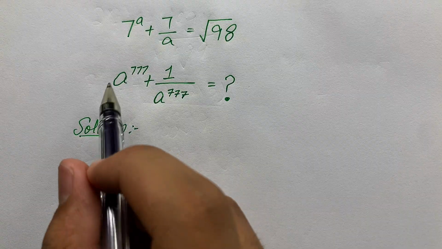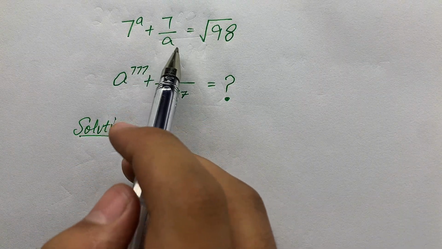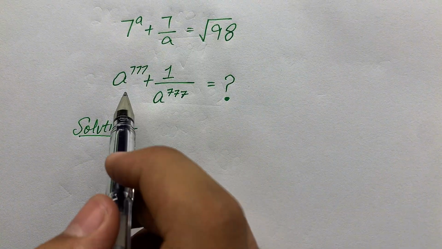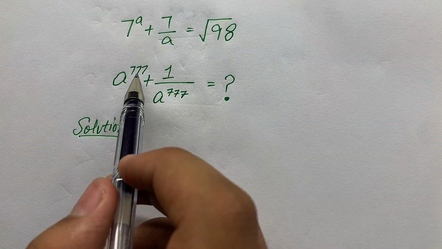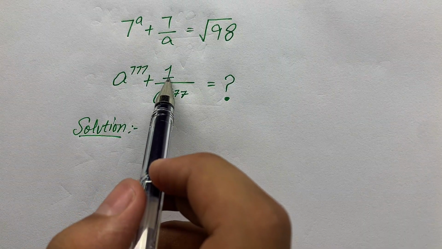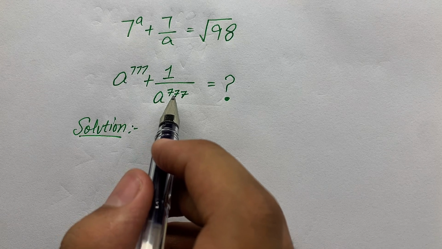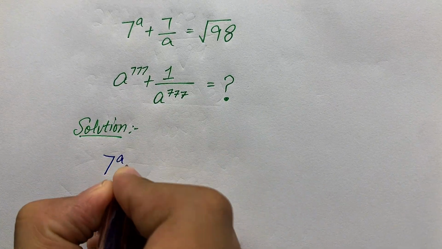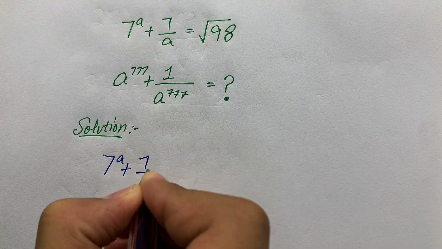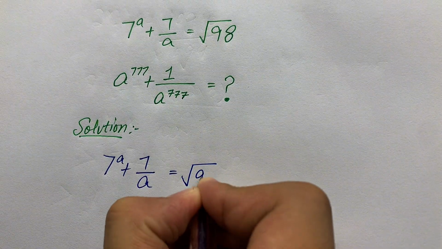In this problem, we are solving: 7 into power a plus 7 divided by a is equal to root of 98. Then we need to find n to power 777 plus 1 divided by n to power 777 is equal to unknown. So 7 into power a plus 7 divided by a is equal to 98.